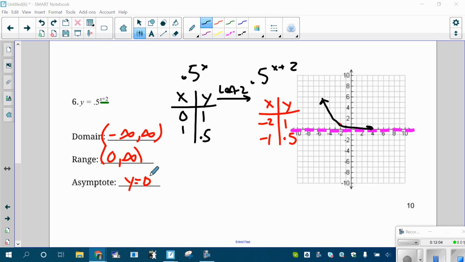Okay, so we'll practice this together some, but I hope it's not too bad. A lot of ideas we've talked about before, like domain and range and stuff.